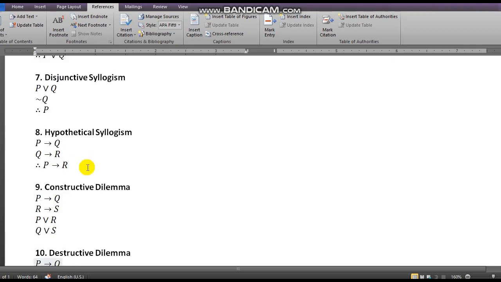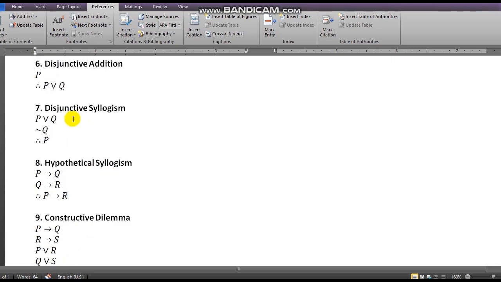For the next one, we have the syllogisms. First, the disjunctive syllogism. P or Q is true and not Q is true. If this is the case, then we can say that P is true. If not Q is true, then Q is false. But we know that P or Q is true. So if Q is false, then it follows that P is true.